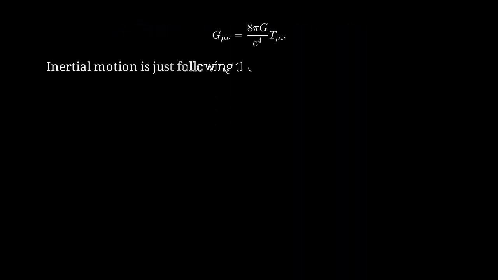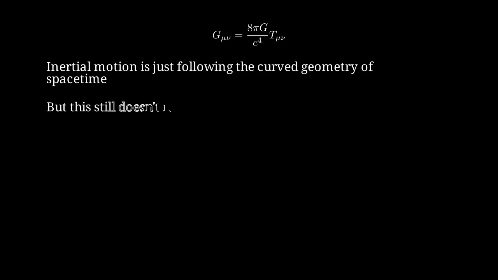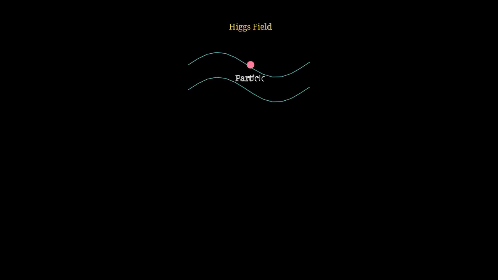An object in freefall isn't being pushed by a force, it's following the straightest possible path through curved spacetime. General relativity describes how gravity works, but it still treats inertial mass as a given quantity. The mystery deepens. Modern particle physics offers another perspective through the Higgs mechanism. The Higgs field permeates all of space. Particles acquire mass by interacting with this field.